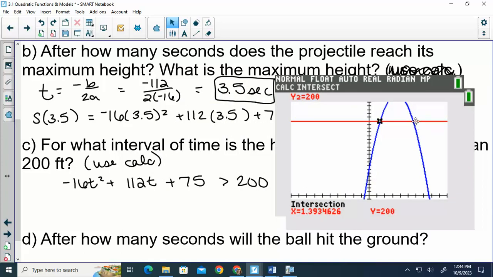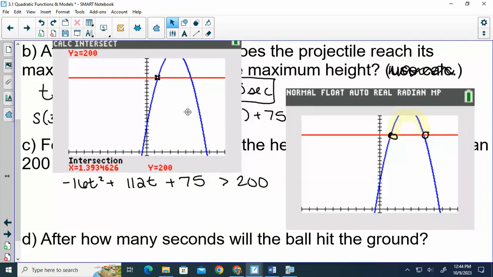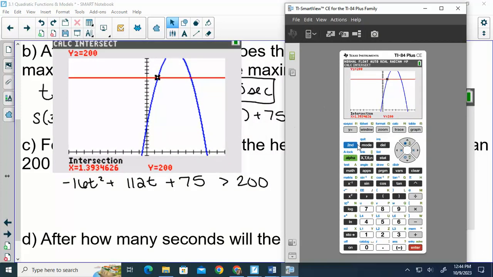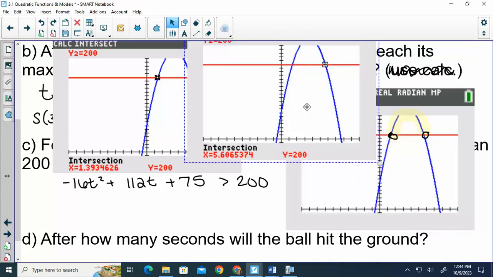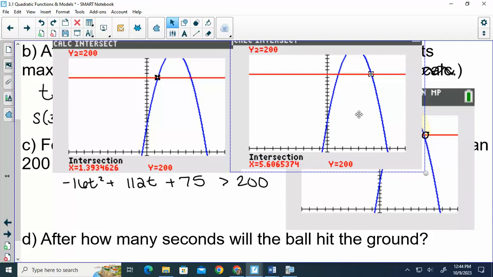Okay, that's the first one, but we also need the second one. So we're going to go back and repeat that. So we can go second, trace, intersect again. First curve, we hit enter again. Second curve, we hit enter. Guess, this time we need to get closer to the second point and hit enter. And so that gives me the second intersection between them.